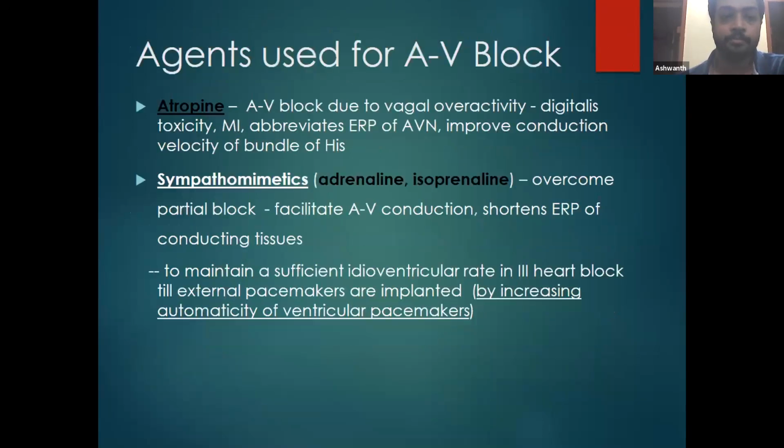asthmatics. Now, agents used for AV blockade: atropine is used in AV block due to vagal overactivity. Isoprenaline can be used in case of digitalis toxicity. In MI it abbreviates the effective refractory period of the AV node and improves conduction velocity of the bundle of His. Sympathomimetics like adrenaline and isoprenaline overcome the partial blockade, facilitate AV conduction, shorten the effective refractory period of conduction tissues, and maintain a sufficient idioventricular rate in complete heart block till external pacemakers are implanted.